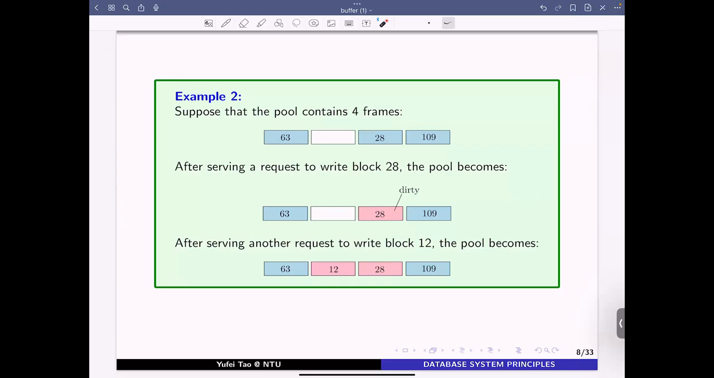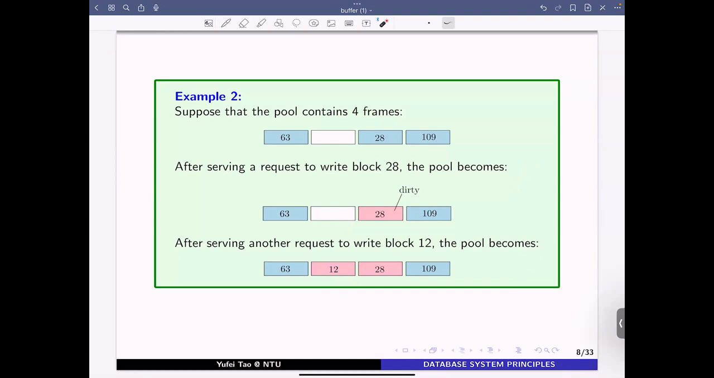Now another request comes along, and this time we want to write to block number 12. Now remember, we're not going to perform the write right away. We will try to find an empty frame and simply keep the new contents inside that frame, and that's it. So if I ask you, in the entire example, for the two write requests, how many IOs have been performed? The answer is zero.